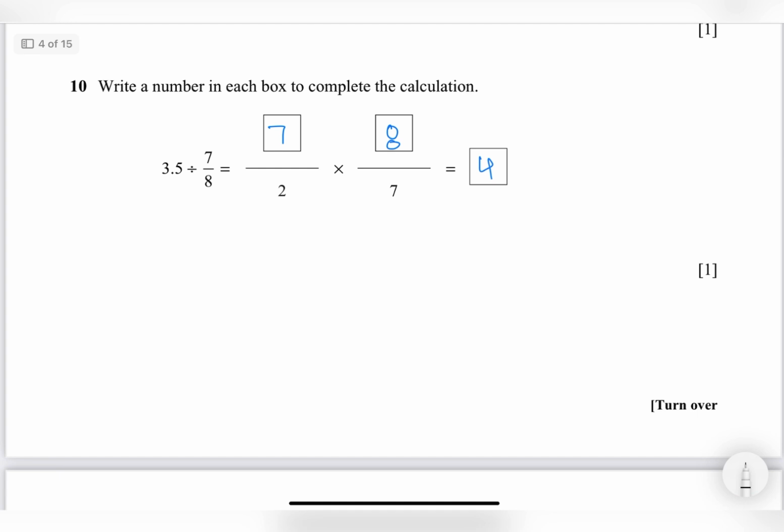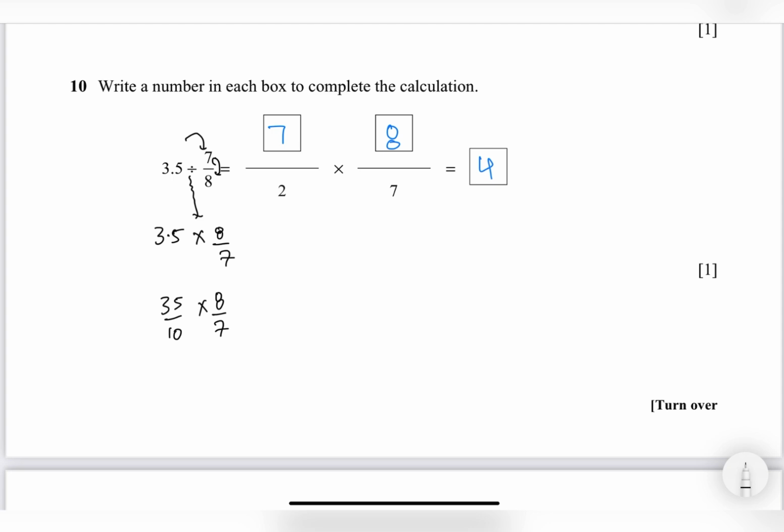Now write a number in each box to complete the calculation. Now these type of question might be tricky for you. So the simplest thing is that you solve them first. So it is 3.5 multiply by 8 by 7. Oh sir, what have you done? I have just changed the sign and reciprocal the number. Can we do that? Always reciprocal the number after the division sign. Okay. So it would be 35 upon 10 times 8 upon 7.